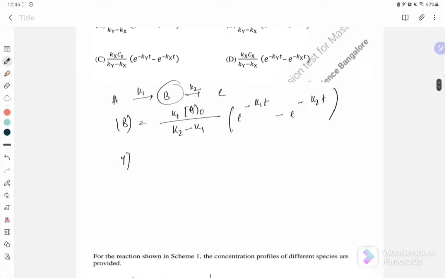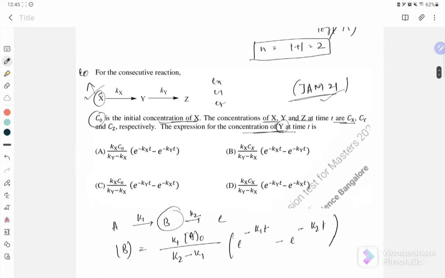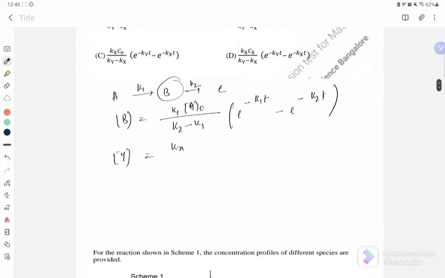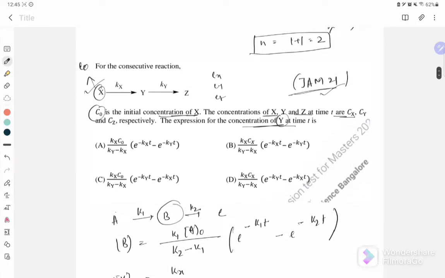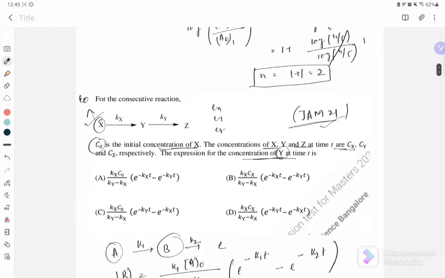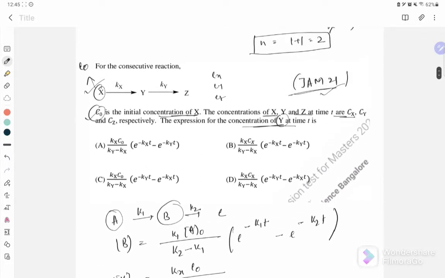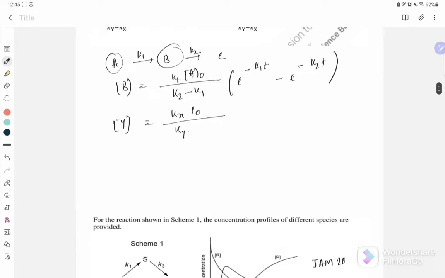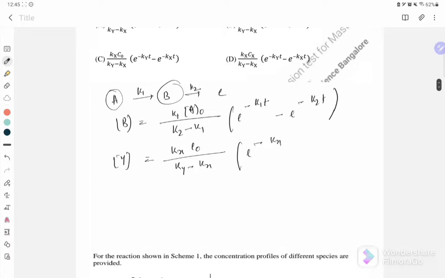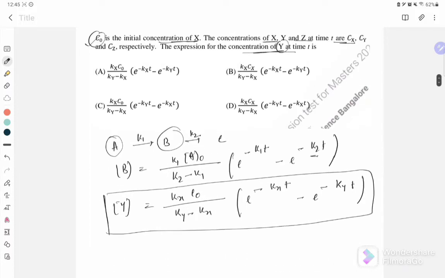So that is Y. K1, here K1 is Kx. Kx, A0 is the initial concentration of A, so here it is C0. So C0, K2 minus K1, K2 is Ky minus Kx. Ky minus Kx, that is minus K1 means Kx t, minus e to the power minus Ky t. So this is our equation, okay.